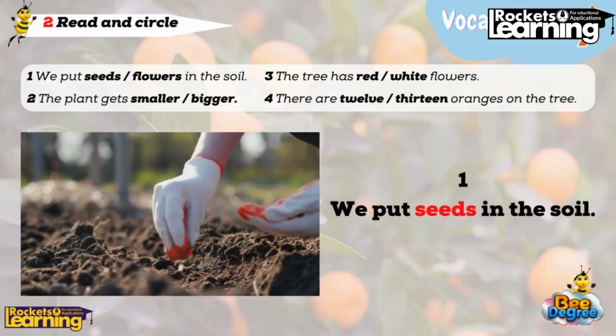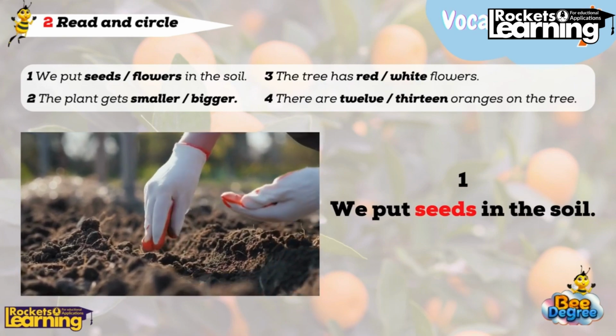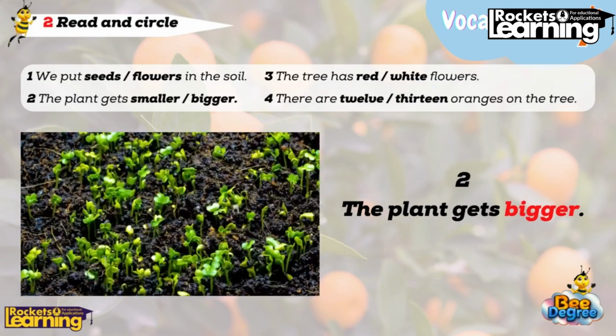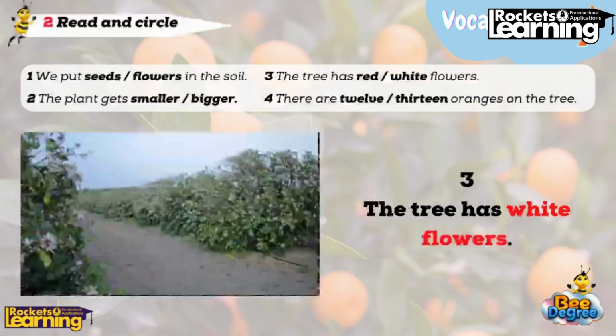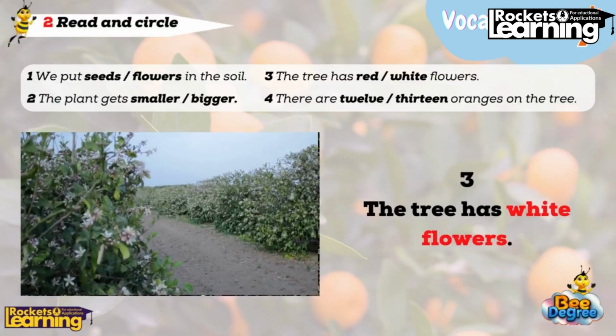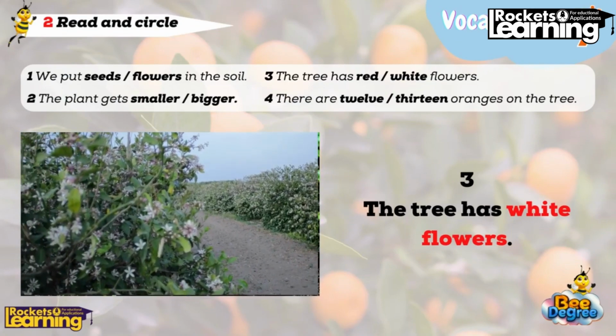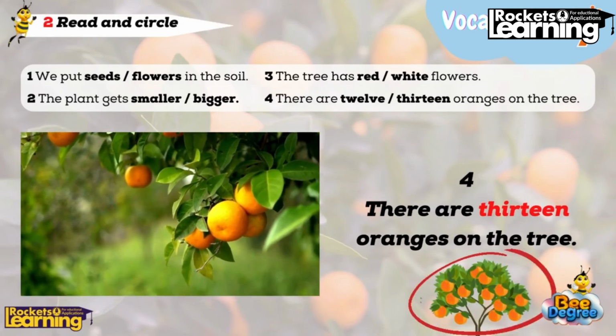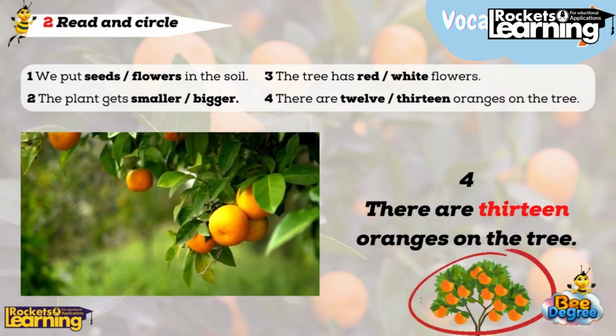1. We put seeds in the soil. 2. The plant gets bigger. 3. The tree has white flowers. 4. There are 13 oranges on the tree.